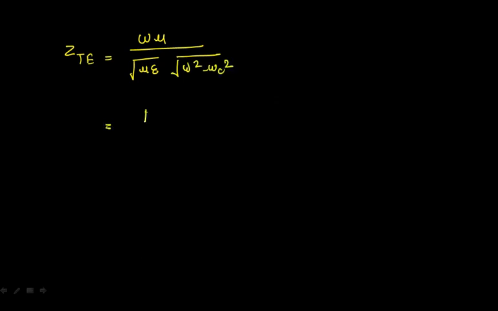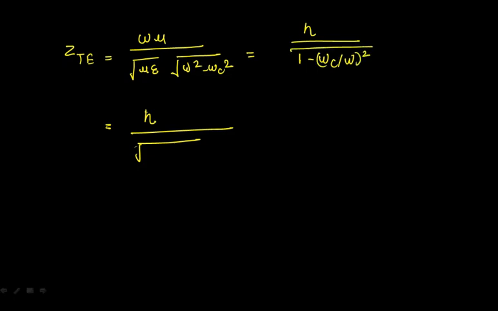So this value will become eta. I can write here, just taking all the values out of the square bracket, I'll get the same thing whatever I have received over there. Okay, fine, I'll write here. So it will be eta, you can write 1 minus omega c by omega, whole square, and this will be in the square root.